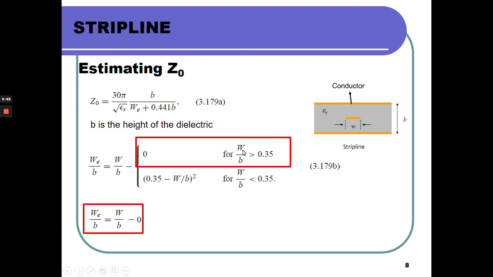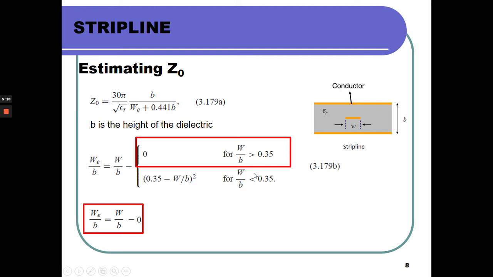Let's say W is 0.3 and B is 1, so this value comes to 0.3, right? If it is 0.3, then this condition is satisfied, and if this condition is satisfied, then only 0 comes here, minus 0. So WE by B is equal to W by B minus 0, so only W by B is equal to WE by B. It means WE becomes W, the same.